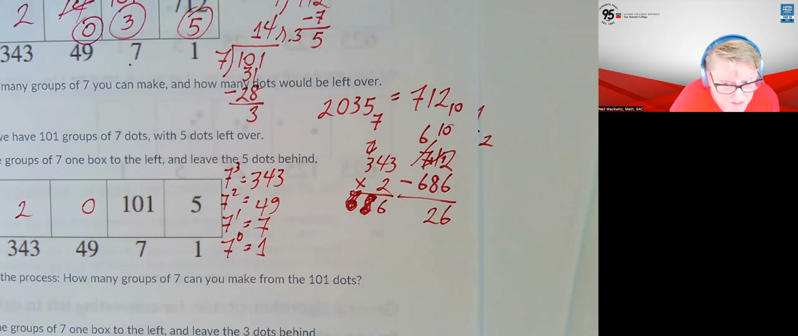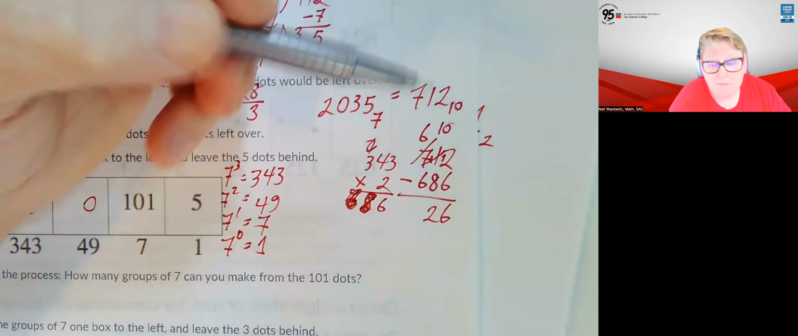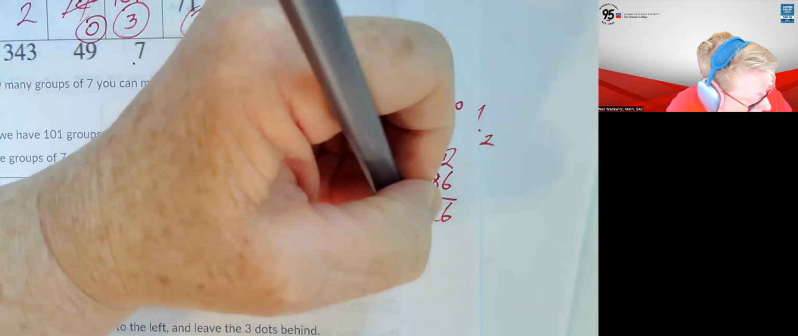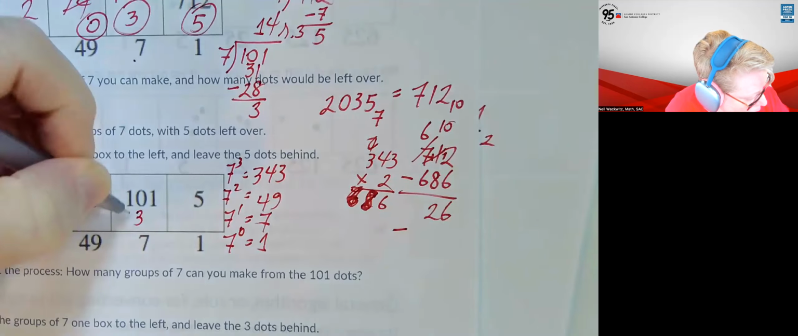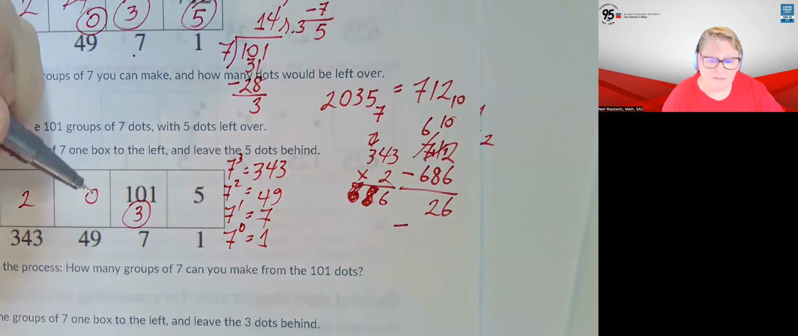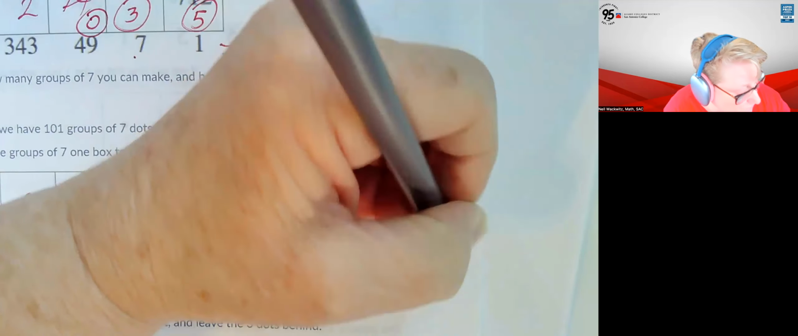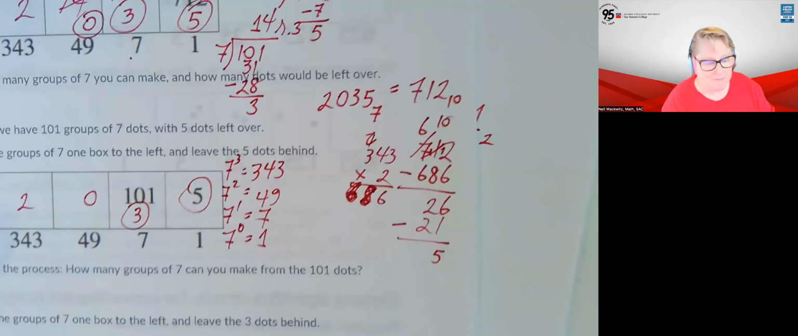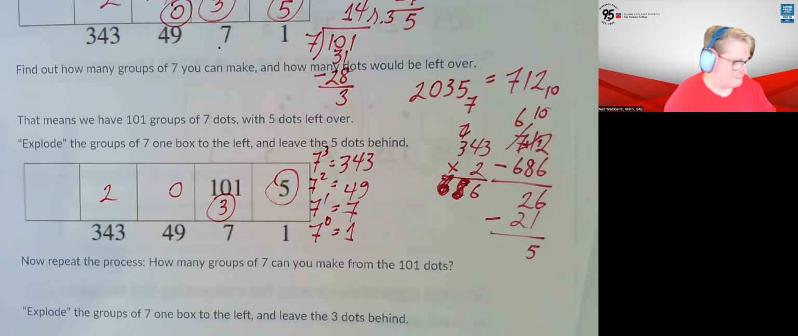2 times 7 is 14. That'll definitely fit. 7 times 3 is 21. We definitely have 3 of them. 7 times 4 is 28. Okay, so we have 3 in the 7's place. We subtract off 21 and we're left with 5. And that gives us our 5. So very fun. Very fun.